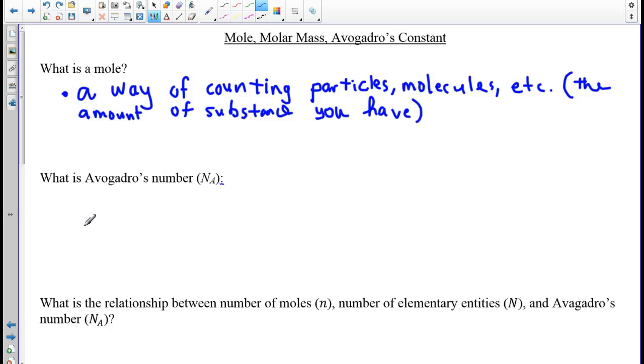Okay, what's Avogadro's number? Again, we'll define it, but just conceptually, it's a value which is equal to 6.022 times 10 to the 23.